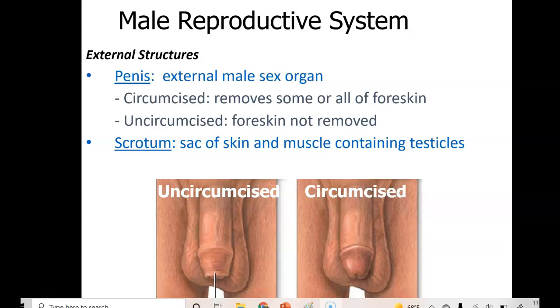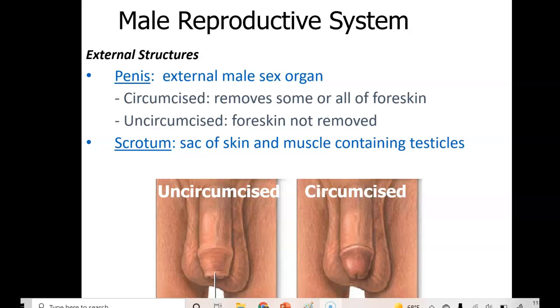So if you are circumcised, that is removed. And if you are uncircumcised, then it is not. And then the scrotum down here, which is going to be the sac of skin and muscle that's going to actually contain your testicles. The scrotum plays a really important role because sperm production is very temperature sensitive.